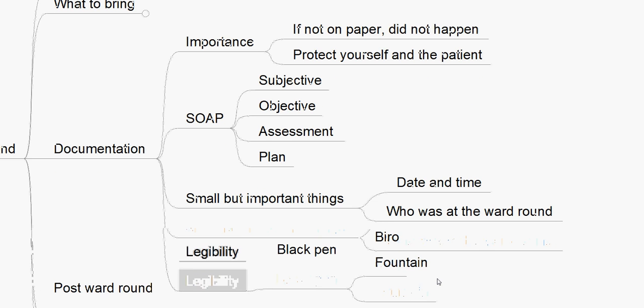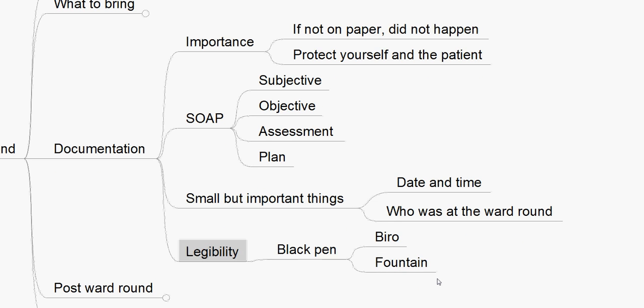Lastly, probably the most important is legibility. As we all know, ward rounds can be busy, and it's very awkward to write standing up and holding a med chart, but try your best to write neatly, and it's always recommended that you use a black pen. Now whether you use a biro or fountain, that's really up to you.